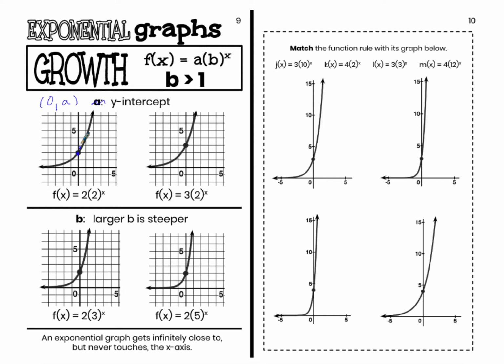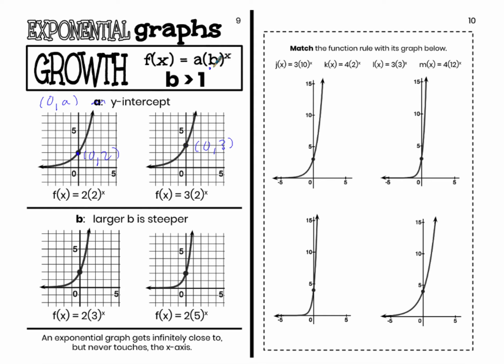That tells me that this graph will have a start value of 2, and it does. This will have an a value or a start value of 3, and it does. So comparing these two graphs, I could identify which one was 2 times 2 to the x and which one was 3 times 2 to the x by looking at the start value.